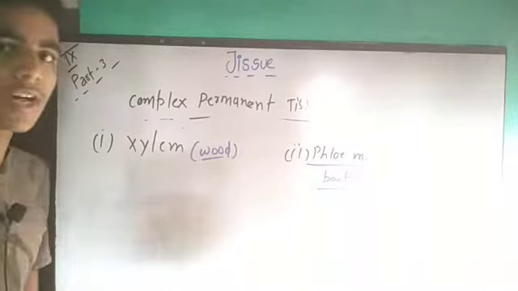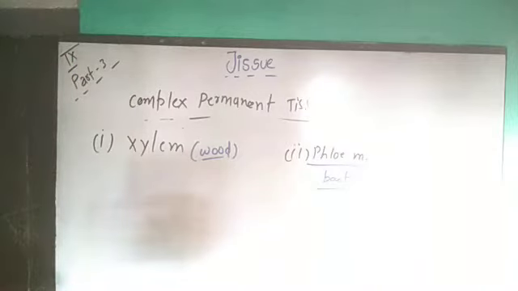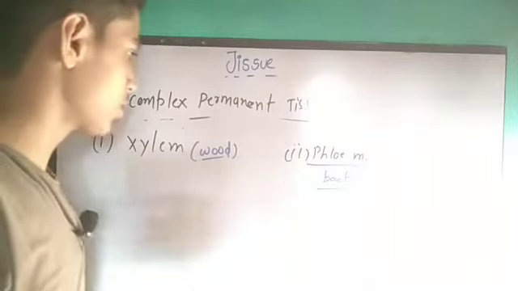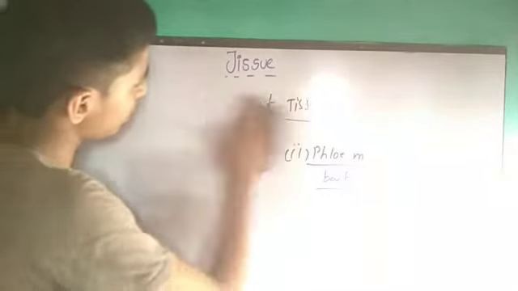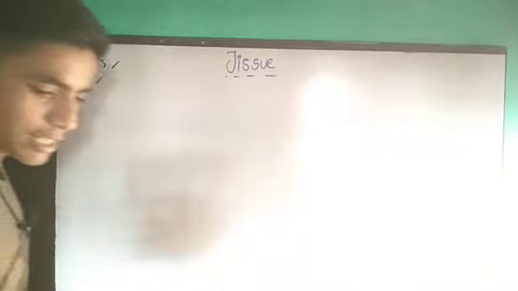Complex permanent tissues are further divided into two: xylem and phloem. Xylem is wood and phloem is bast. Now we are going to see each and every one very clearly. We are going to start first with xylem.